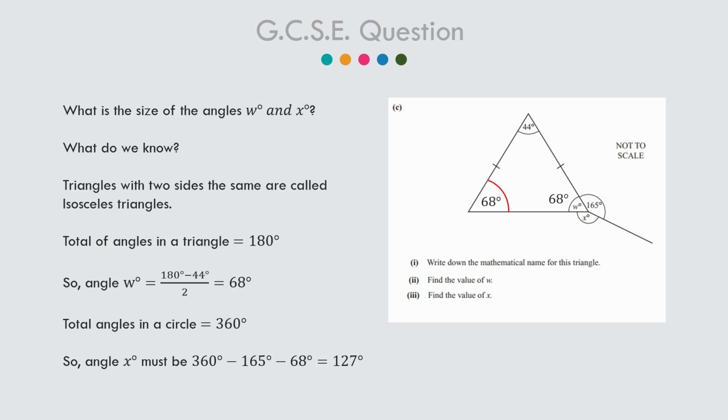To find angle X, we know that the total angles in a circle add up to 360. So angle X must be 360 minus 165 and minus 68. This gives us the answer 127 degrees.